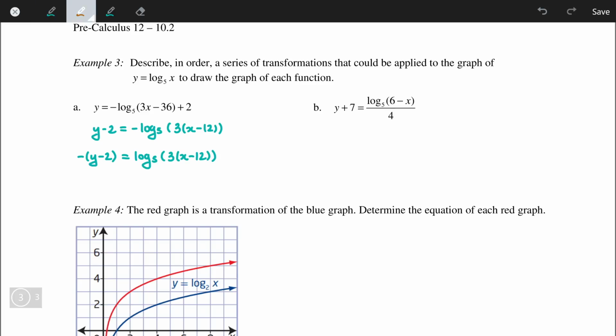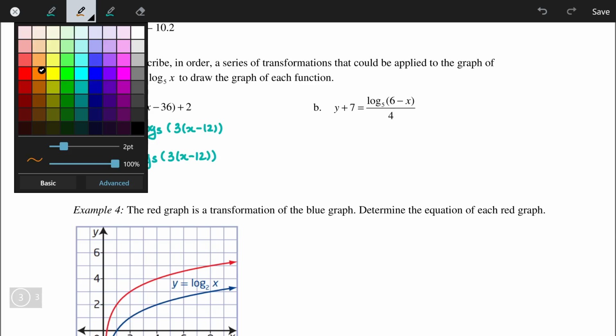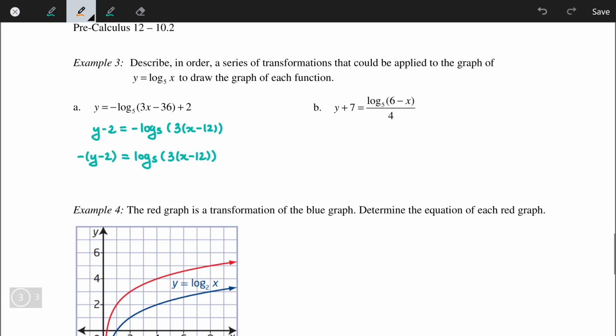So now we can describe the transformations. There are 4 in total. The 2 that affect the y variable are a reflection over the x-axis, and the graph moves up 2 spaces. The 2 that affect the x variable, one is a horizontal stretch by 1/3, of course, and 12 spaces to the right.